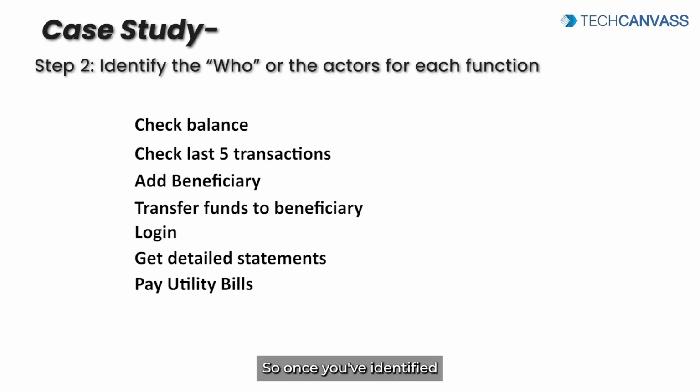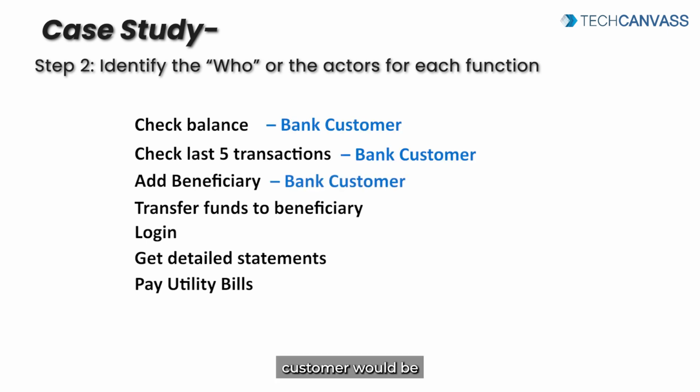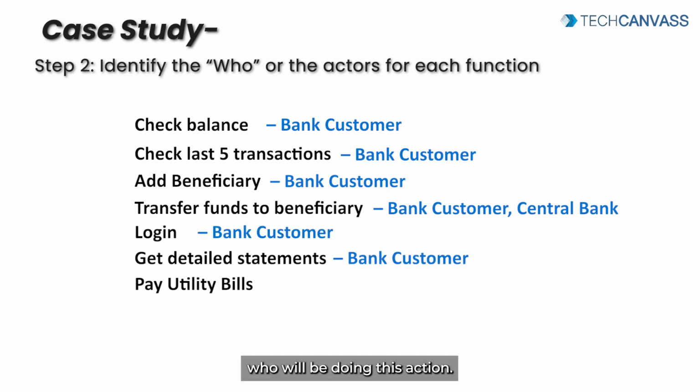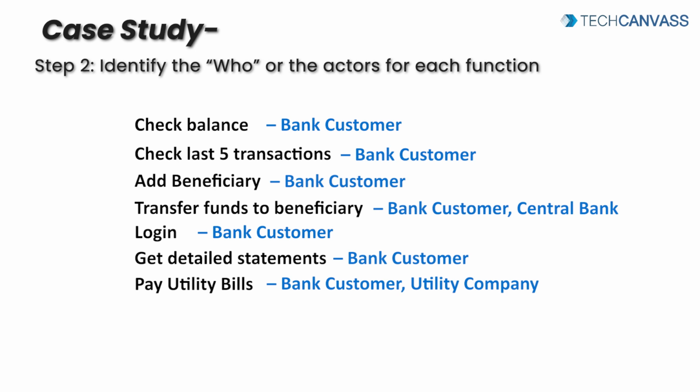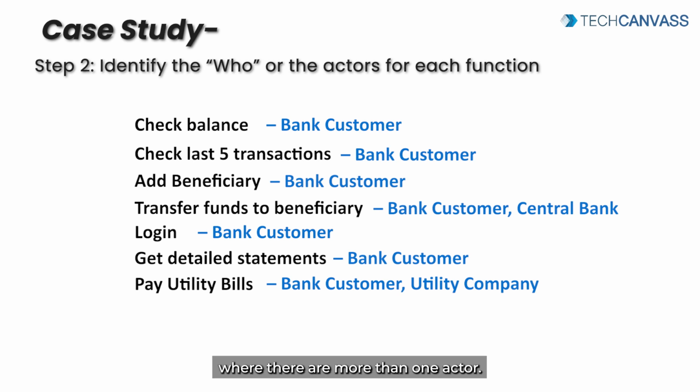So once you've identified the functions, the next step is to identify who are the actors for each function. For example, for checking balance, obviously the logged in bank customer would be the actor who will be doing this action. As you can see, in each of the cases, the actors are identified and written in front of the functions. Now take up 2 specific cases where there are more than one actor.